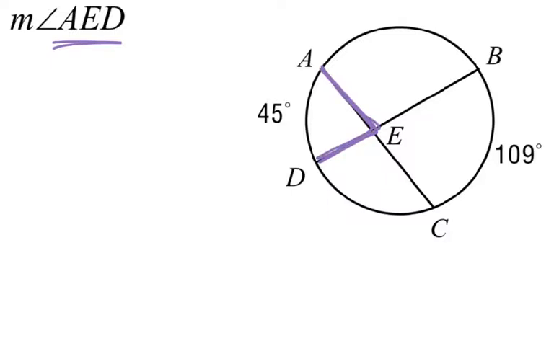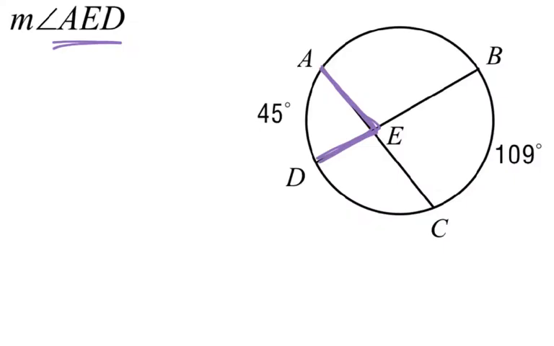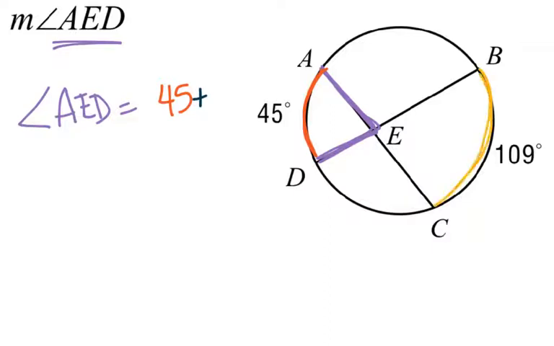Okay. And you can look back at the formula if you need to. If I want to find that angle, I'm going to do the intercepted arc inside that angle plus the other intercepted arc, 1/2. So if I want to find angle AED, it's going to be equal to the intercepted arc inside the angle plus the intercepted arc on the other side. And then I'm going to do half of that.